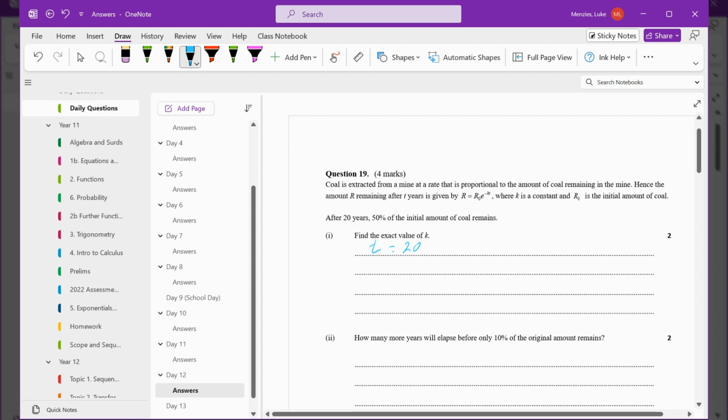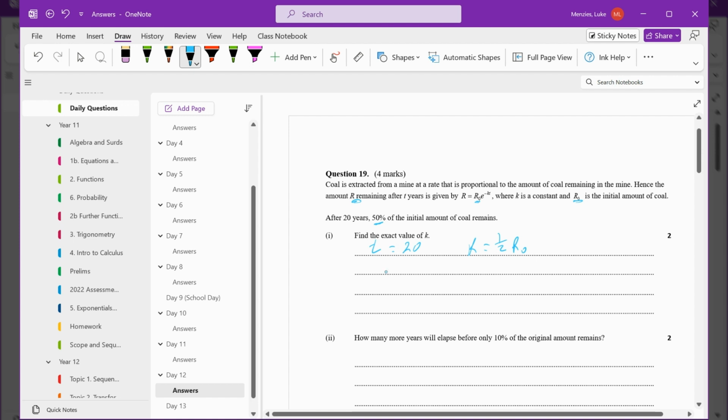And the other one to notice here is R is equal to half R0. Now, why am I saying that? Because R is the remaining, and R0 is the initial. But after 20 years, we're told the initial amount is down to half. The reason I'm substituting that in here is because I can see an R0 in the equation.